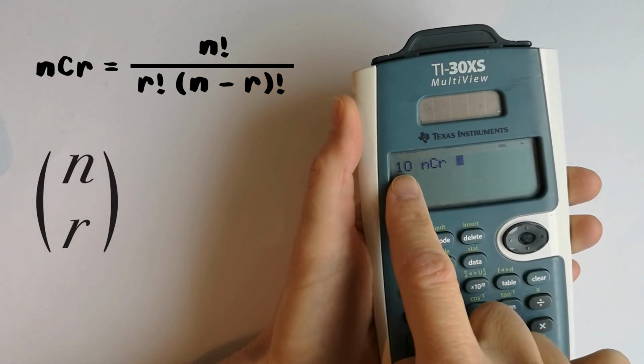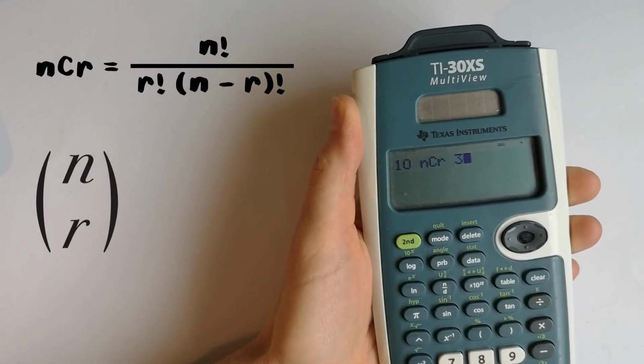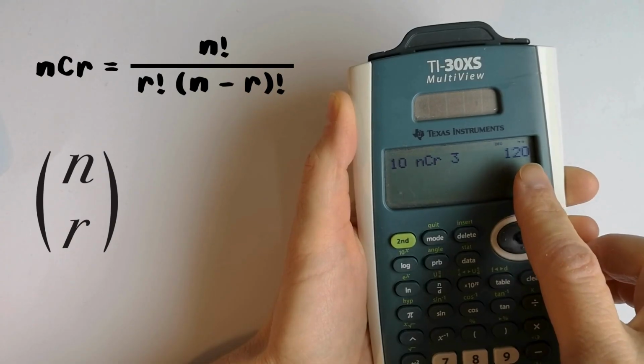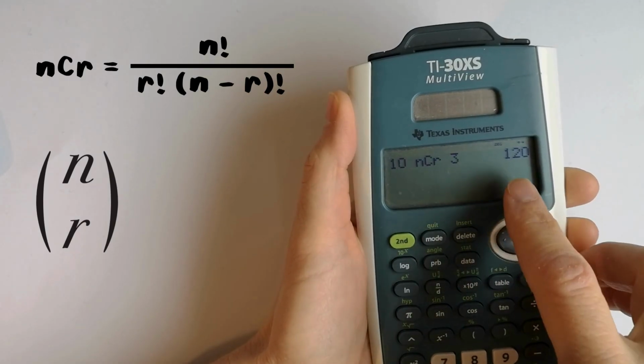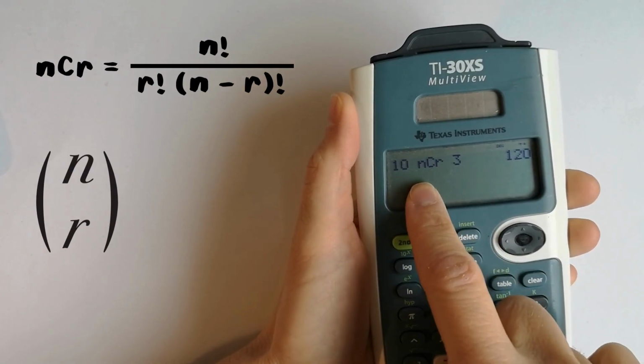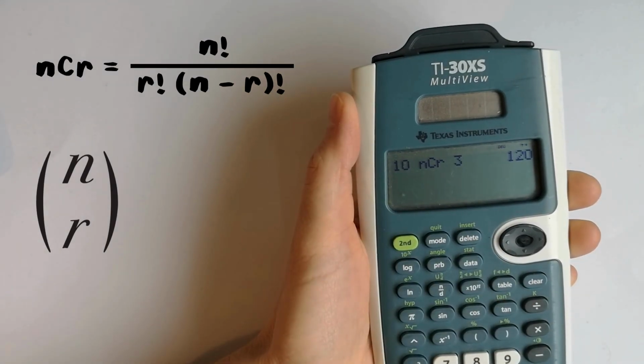And then we have 10 choose 3, and you get 120, which means you get 120 ways to choose a group of 3 out of 10 elements. In other words, the calculator is using factorials in the background here.